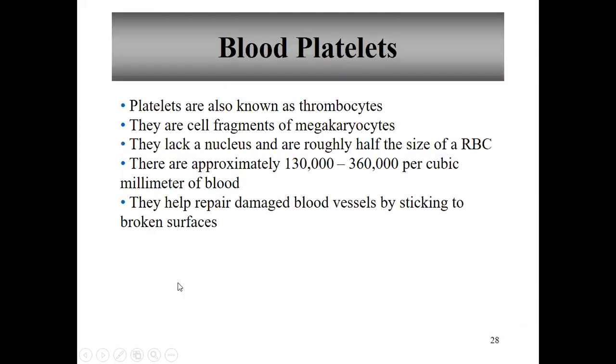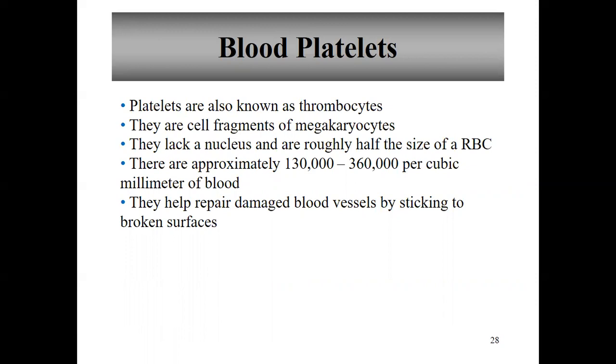Blood platelets. So blood platelets are also called thrombocytes in the literature, in your textbook. Instead of seeing platelets, you may see thrombocytes. It's the same thing, it's just a different term for it.